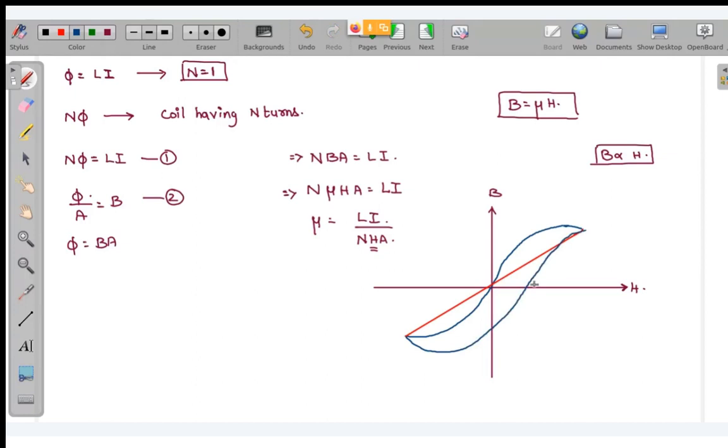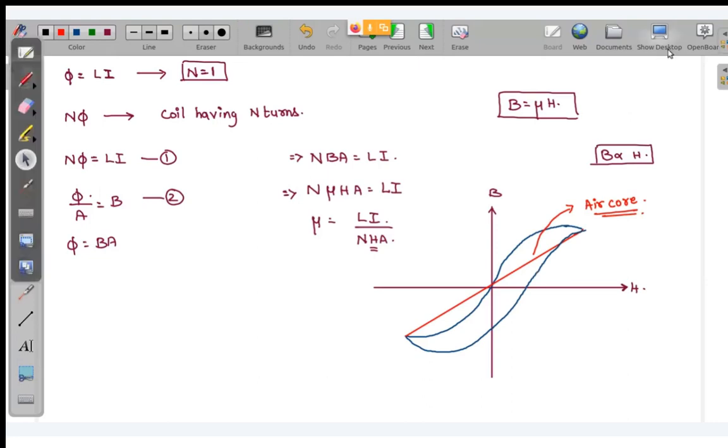Okay, so this is the BH curve. Now do you remember? Tell me. This is basically the red color one which I have drawn. It is actually for your air core coil. Okay, air core coil, and this is the BH curve for your material coil, which has material in between. Tell me, is it clear? Any doubt?